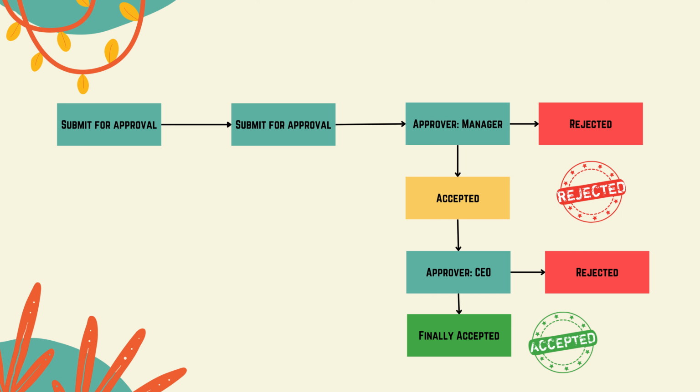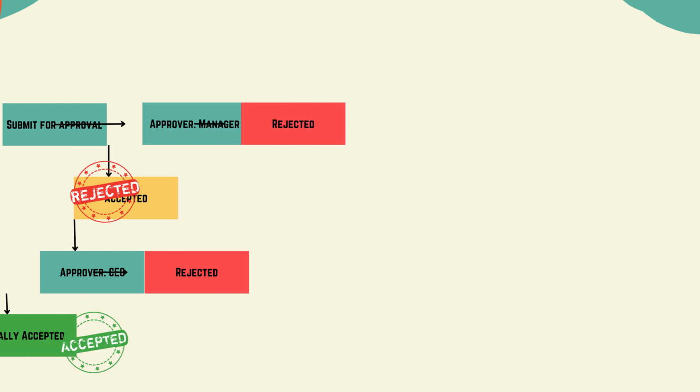Every decision in the approval process matters. If the direct manager rejects the request, final rejection actions are executed, marking the position as rejected. If approved, the record moves to the next step, approval from the CEO. Each rejection or approval triggers specific actions.